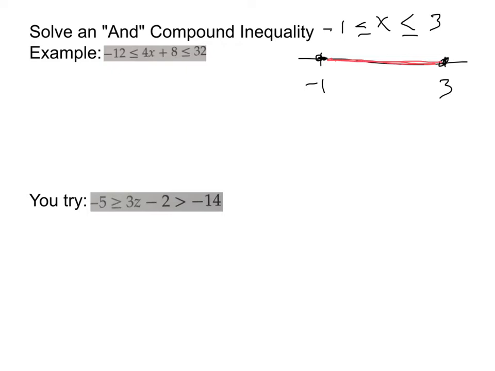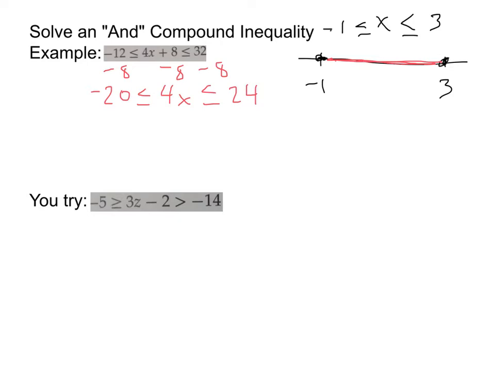The goal is to get x by itself, just like any time we're solving for x. We've got this 4x plus 8, so we need to get rid of the addition first. We get rid of adding 8 by subtracting 8, but we have to do it to all three parts. So negative 12 minus 8 is negative 20, is less than or equal to 4x. We don't have the 8 anymore because it canceled. Is less than or equal to 24.